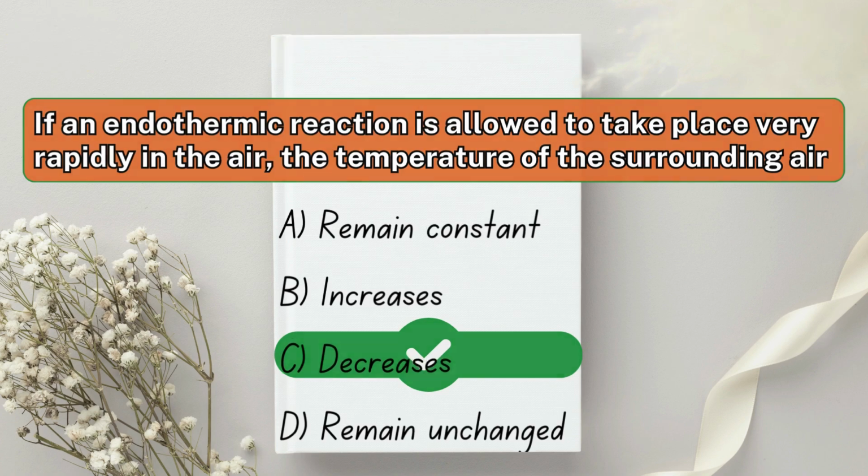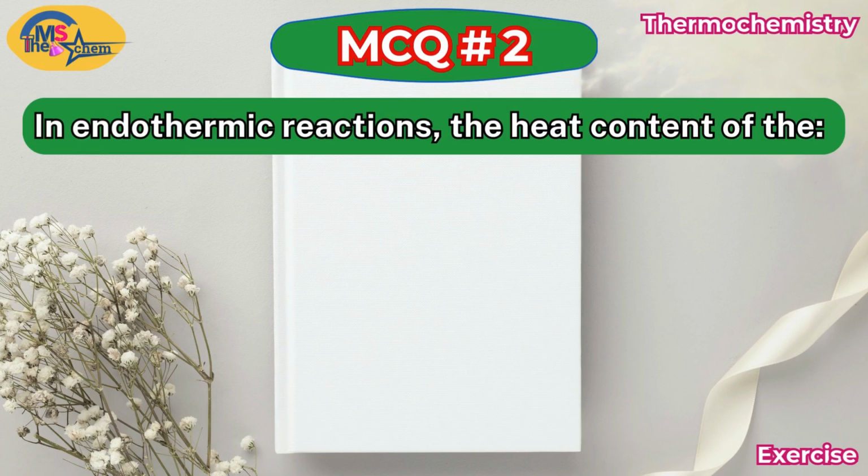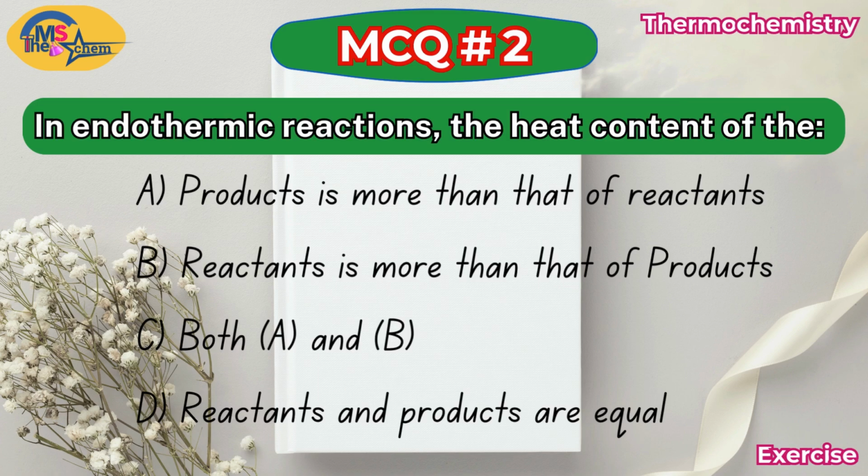air cooler. And now second question is, in endothermic reactions, the heat content of the. Here are four options. Option A is products is more than that of the reactants. Option B is reactants is more than that of the products. Option C is both the above A and B options. And option D is reactant and products are equal. So what would be the answer to this question?